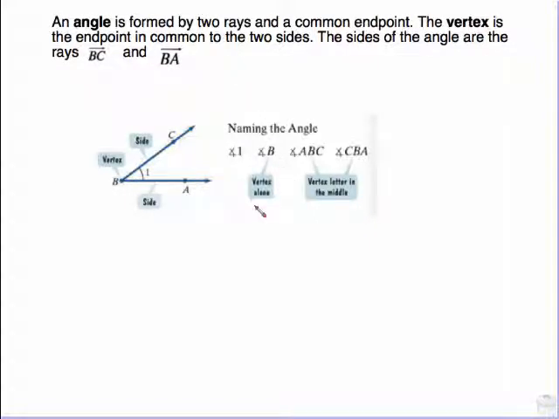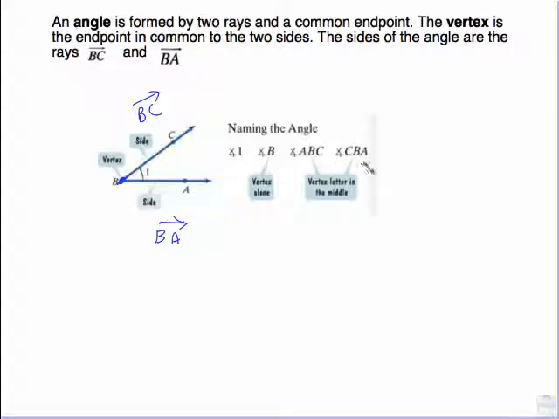An angle is formed by two rays and a common endpoint. So here's the two rays. There's one ray, there's the other ray, there's the common endpoint. This is ray BC. This one down here is ray BA. So those are our two rays, and the common endpoint is that B. And the sides of the angle are rays.